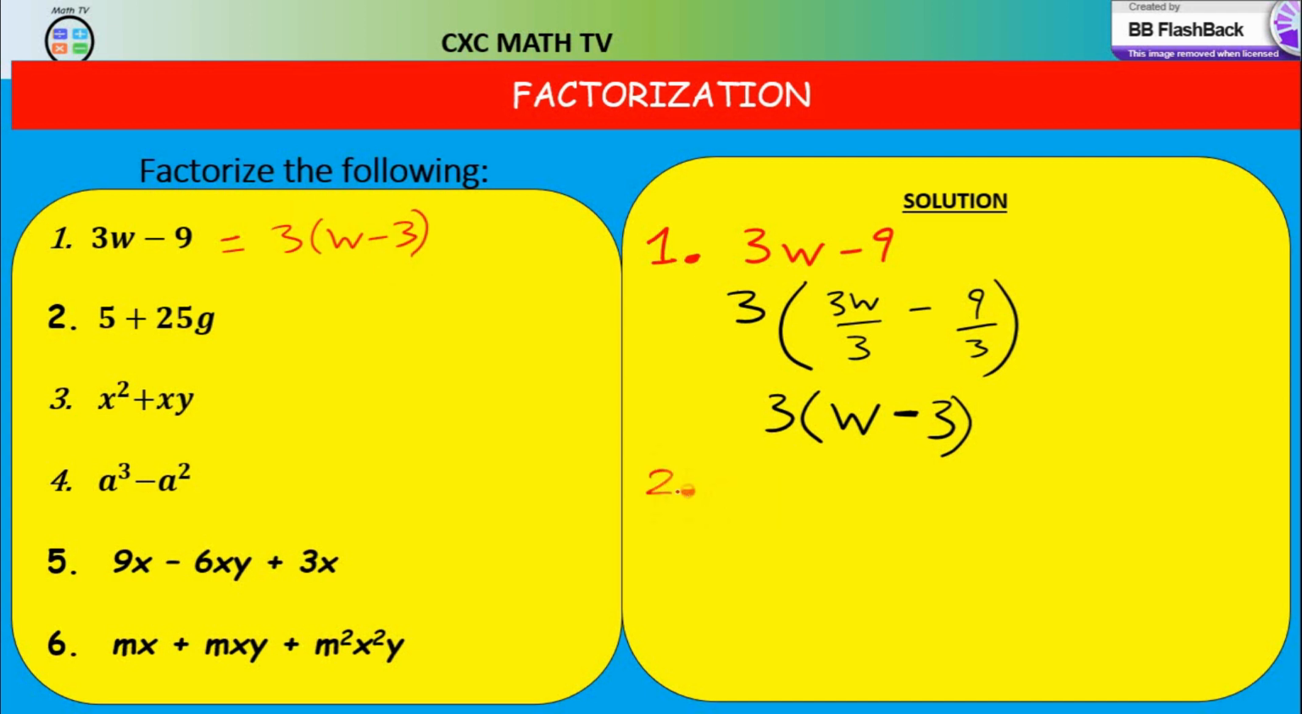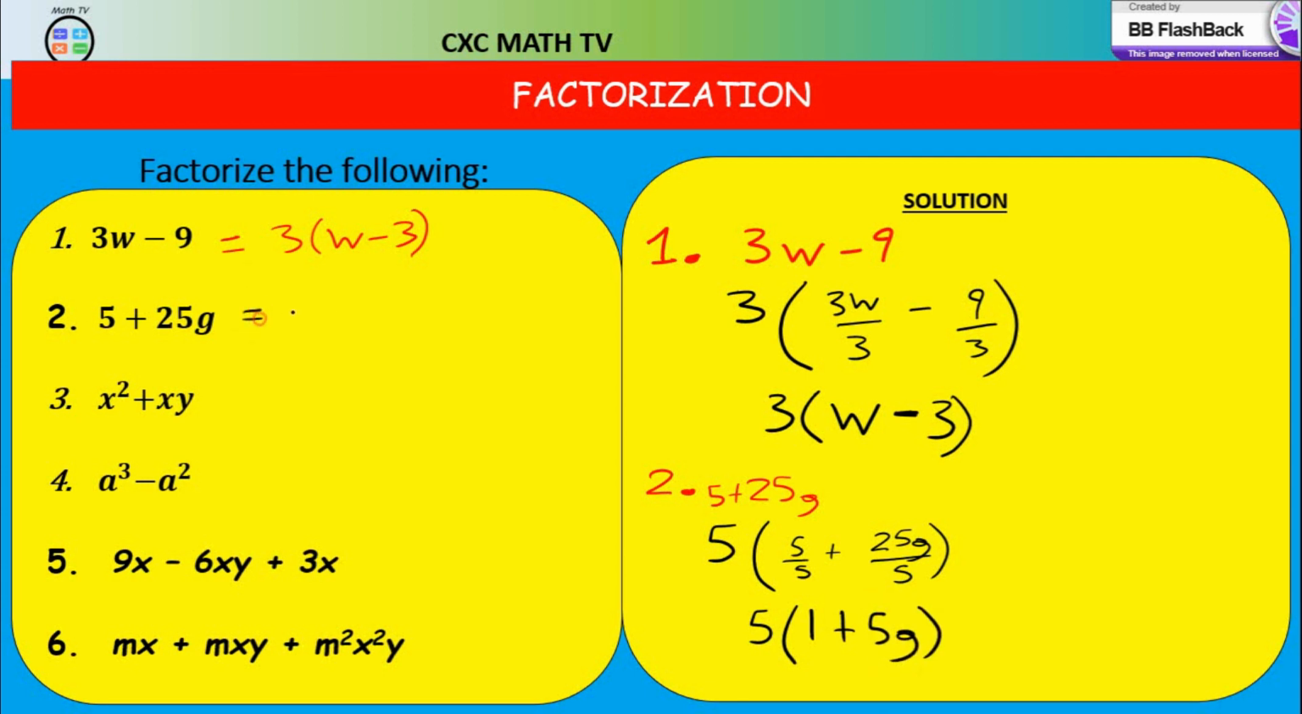Second one, the highest common factor between 5 and 25g. If you have 5 plus 25g, the highest common factor is just the number 5. We take out the number 5, and in the bracket we divide 5 by 5 and 25g by 5. So we get 5 in bracket, 5 divided by 5 is 1, and 25 divided by 5 is 5, so we get 1 plus 5g. And that is our answer. No problem. What about the third one now?